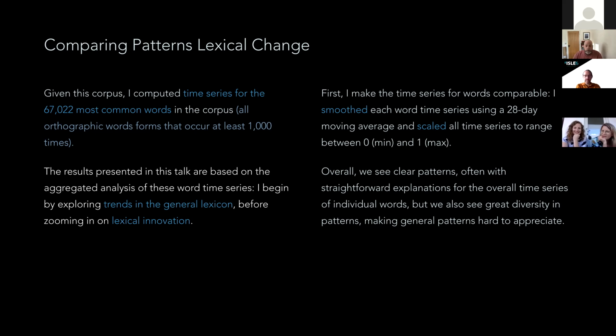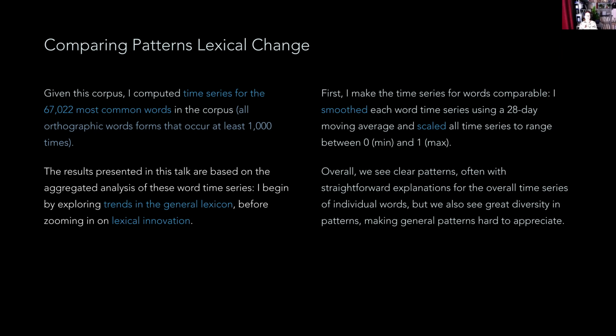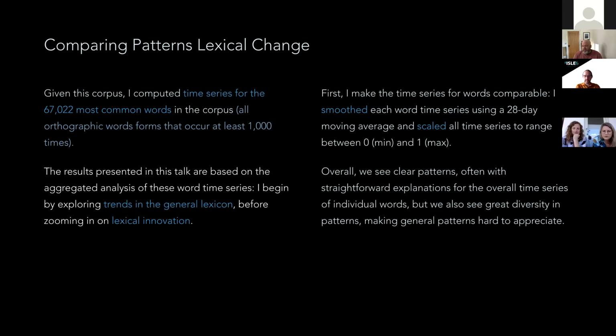What I want to do first is begin by exploring general time trends in the lexicon, based on these 67,000 word time series. Then I'm going to zoom in on lexical innovation. For the first part, looking for general trends in the lexicon and trying to make comparisons of time curves, what I first did was make these as comparable as possible.